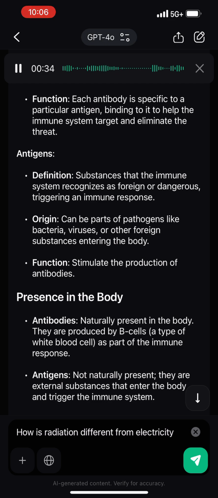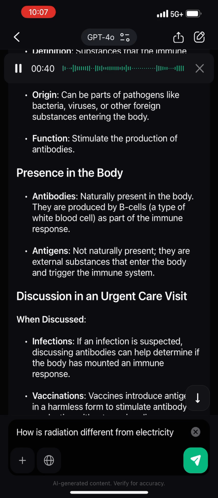Antigens. Definition: substances that the immune system recognizes as foreign or dangerous, triggering an immune response. Origin: can be parts of pathogens like bacteria, viruses, or other foreign substances entering the body. Function: stimulate the production of antibodies.